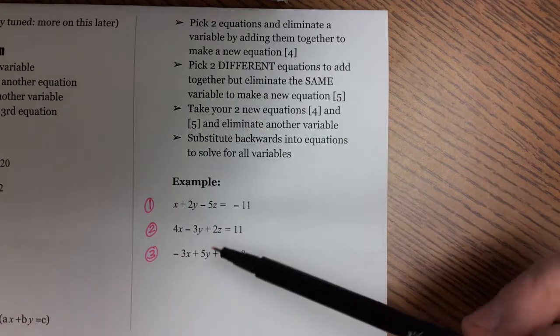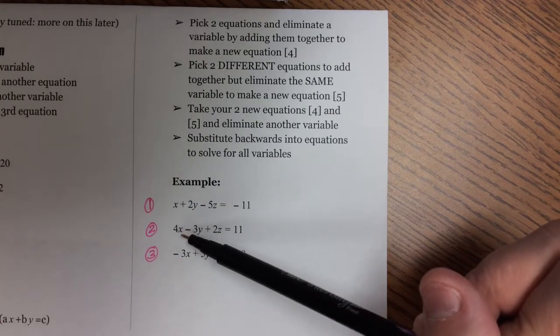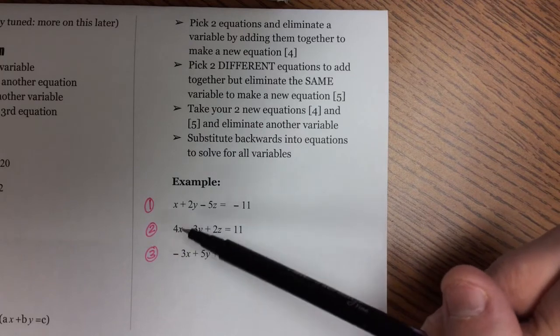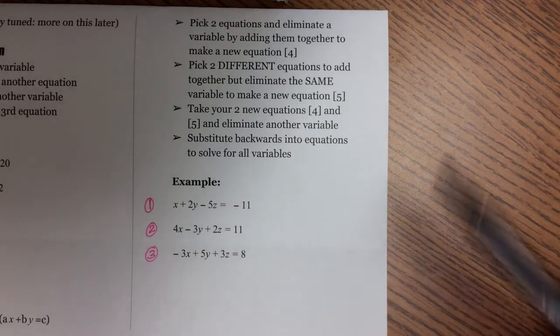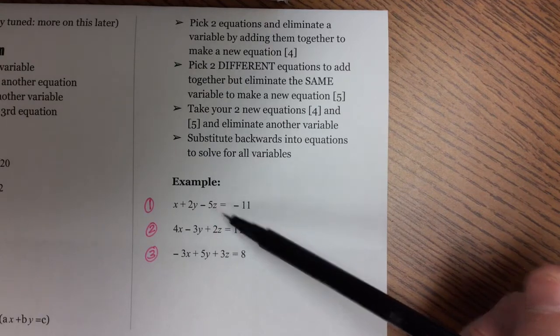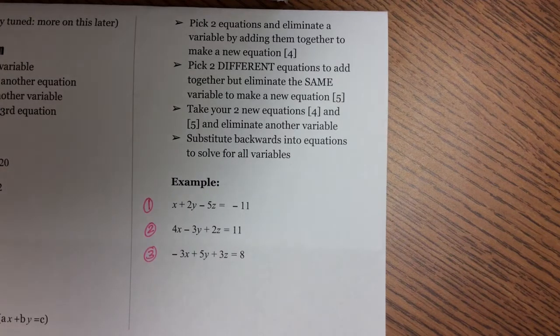I don't see any two that will eliminate automatically, meaning if I wanted to eliminate this 4x, one of my other equations would need to have a negative 4x as the coefficient, or a negative 4 as the coefficient. I don't see that. Same thing, if I wanted to eliminate this negative 5 in front of the z, I would need one of my other z coefficients to be a positive 5. So since we don't have anything that will automatically zero out, we're going to have to create that by multiplying one or both equations to generate those zero pairs.